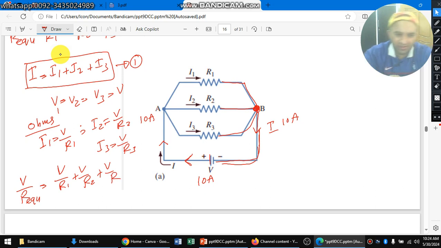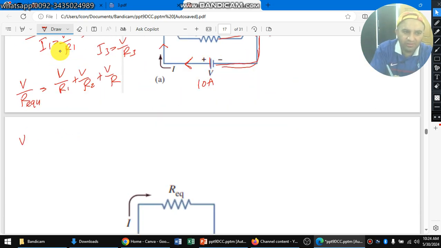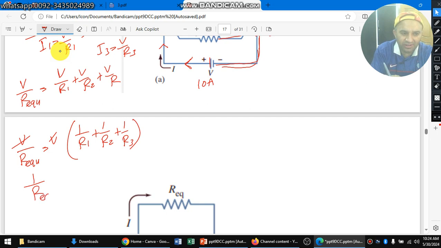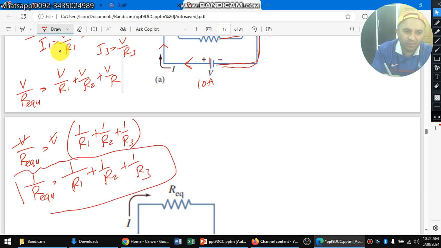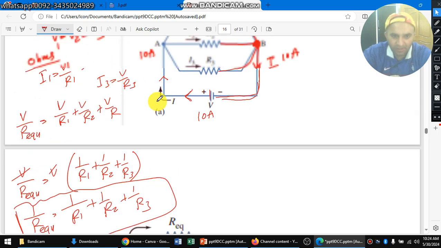We can take V common, so V over R equivalent equals V times 1 over R1 plus 1 over R2 plus 1 over R3. Now V will cancel, so 1 over R equivalent equals 1 over R1 plus 1 over R2 plus 1 over R3. So this is the total resistance for the parallel combination. I hope it will work.